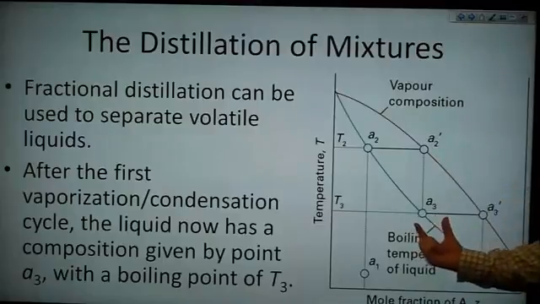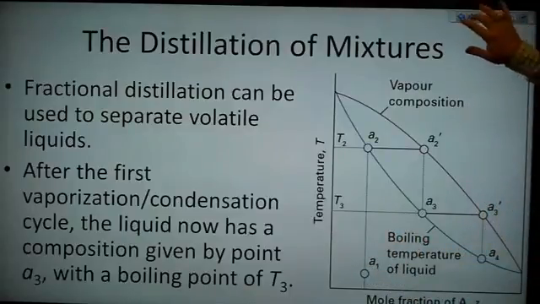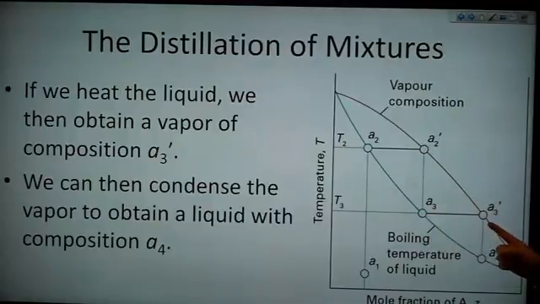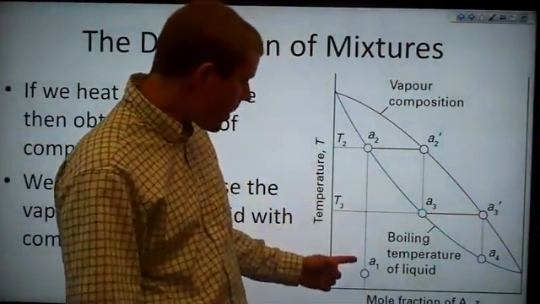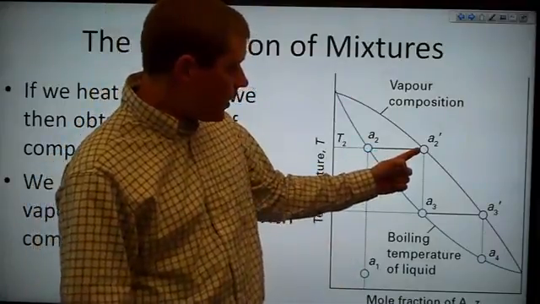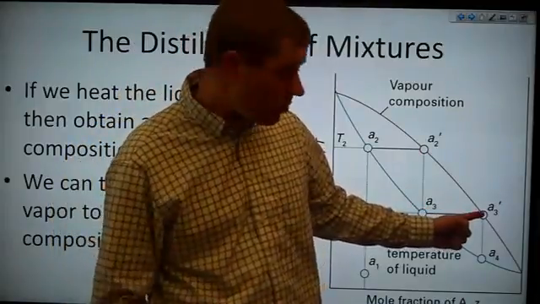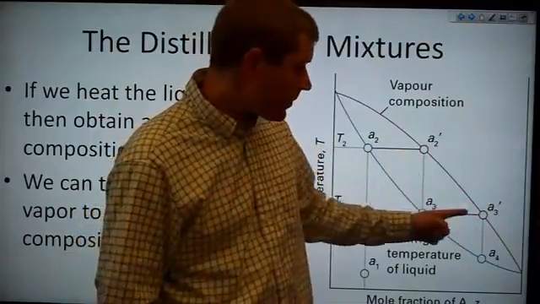And that means that now that liquid has a boiling point of T3. Then if we heat that liquid again, it will vaporize, and we'll get a vapor of A3 prime over here at this point. So now we've heated up our initial mixture, vaporized it, condensed that vapor, and vaporized that liquid again in a different place to keep the two vapors separate.